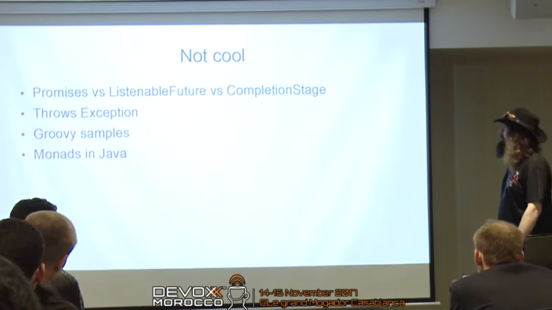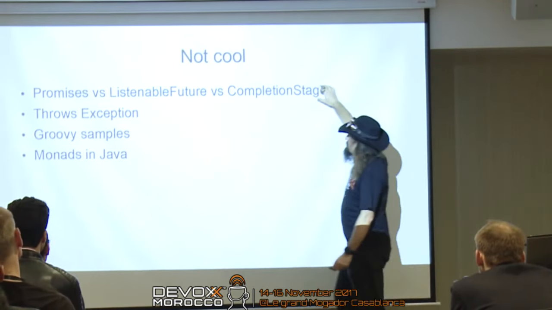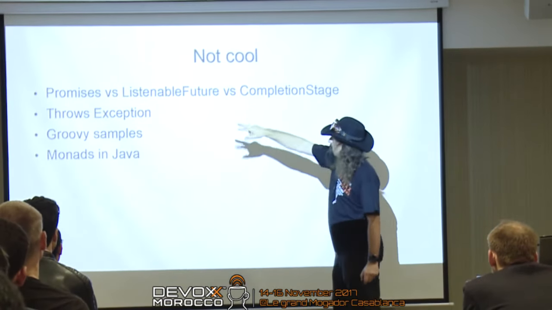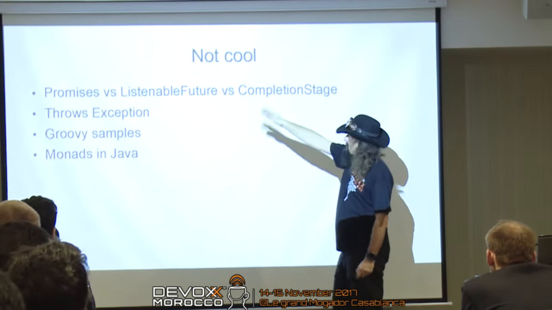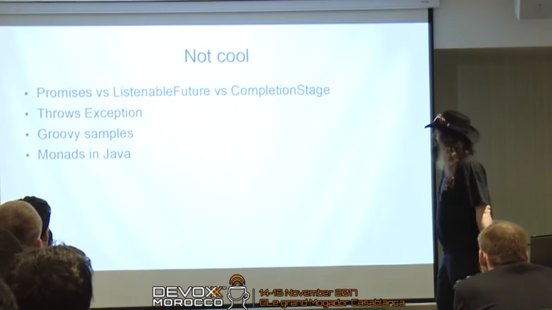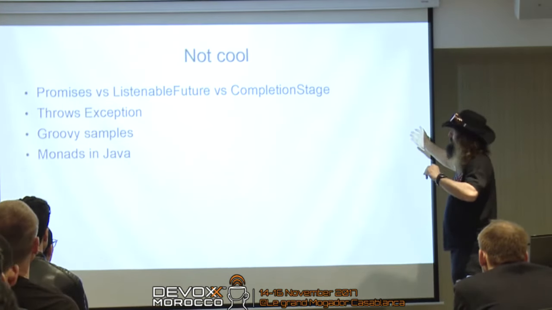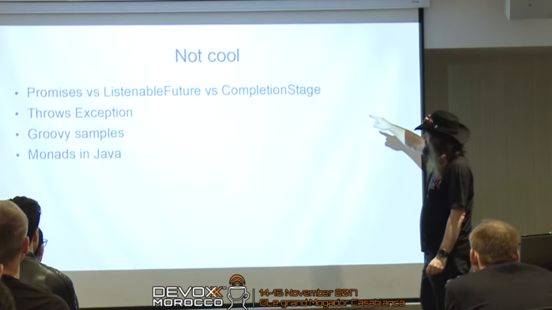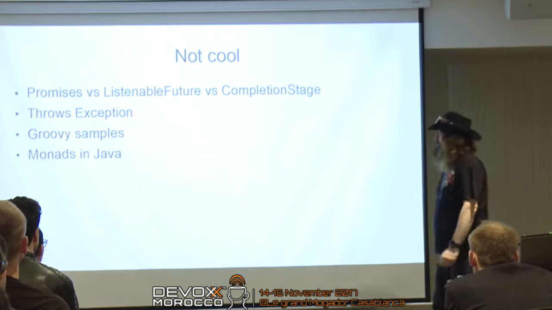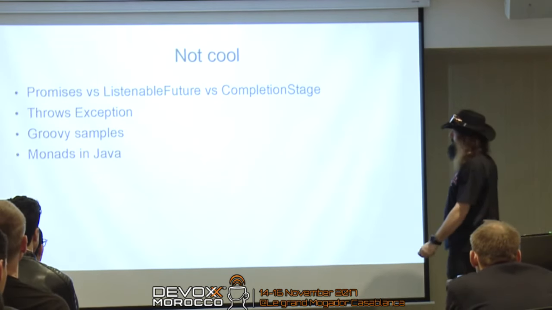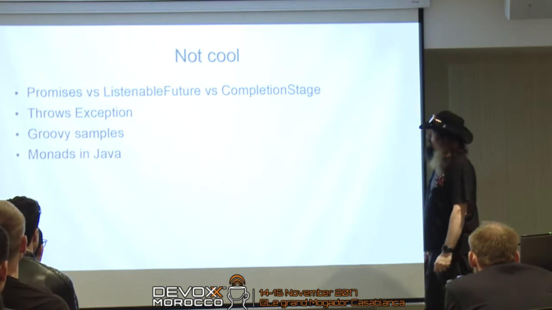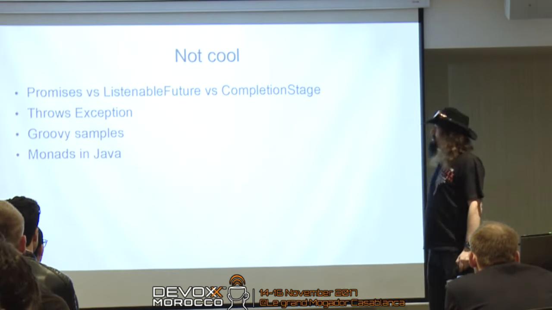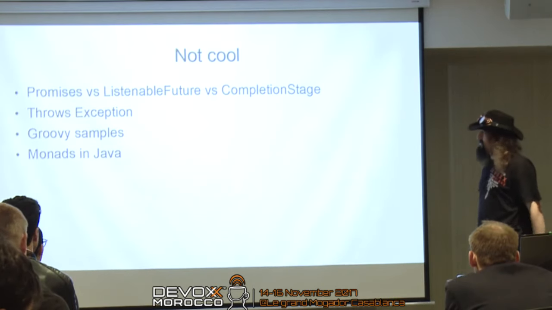Okay. So what is not cool is this problem of completion stage, future, promises everywhere. Basically, all those containers are the same. They represent the same type of object, but for historical reasons, Ratpack uses promises, Java uses its own future, and Java 8 uses completion stage, and a lot of the time you have to convert between them, even though it's the same object. Ratpack uses a lot of throws Exception in its API, and a lot of examples are in Ruby, and writing monads in Java is just not cool. So that's the bad part.